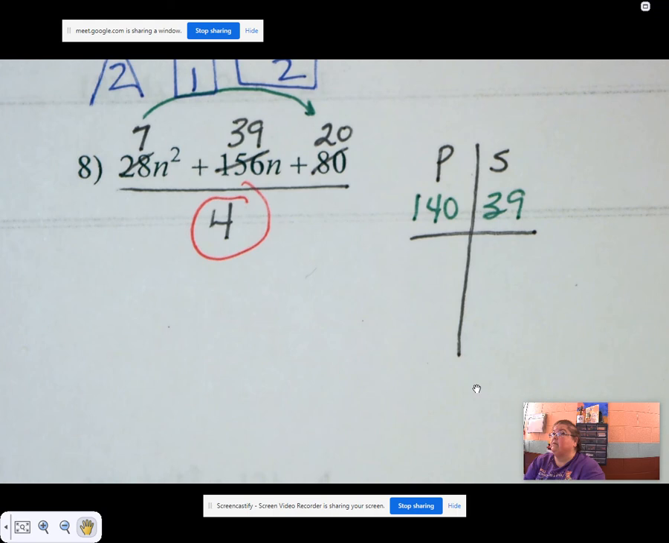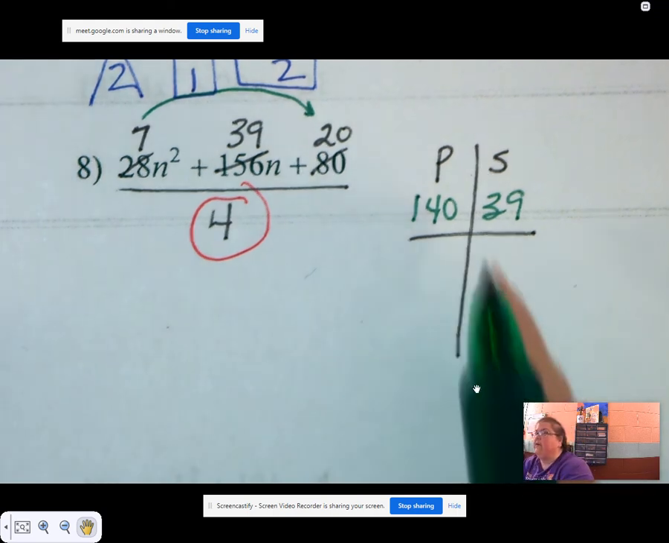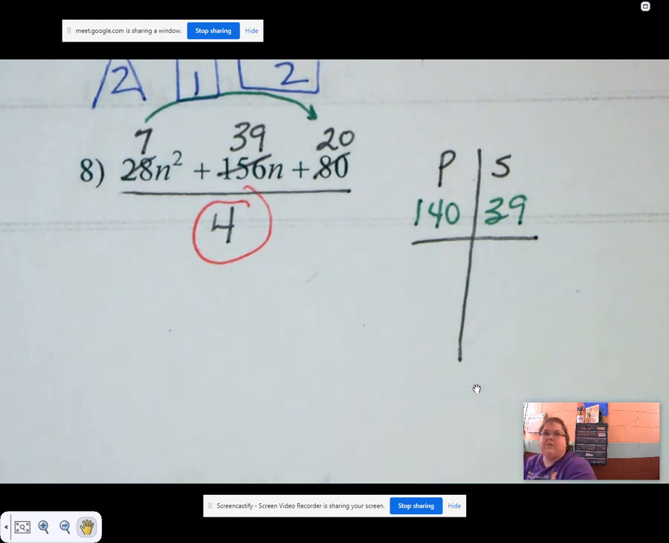Fill out your product sum. That's all I want you to do. Find the product that equals the sum. Do that now.